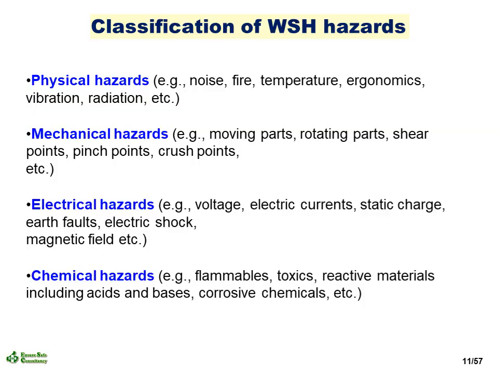Now we discuss classification of WSH hazards. Physical hazards, e.g., noise, fire, temperature, ergonomics, vibration, radiation, etc. Mechanical hazards, e.g., moving parts, rotating parts, shear points, pinch points, crush points, etc. Electrical hazards, e.g., voltage, electric currents, static charge, earth faults, electric shock, magnetic field, etc. Chemical hazards, e.g., flammables, toxics, reactive materials including acids and bases, corrosive chemicals, etc.